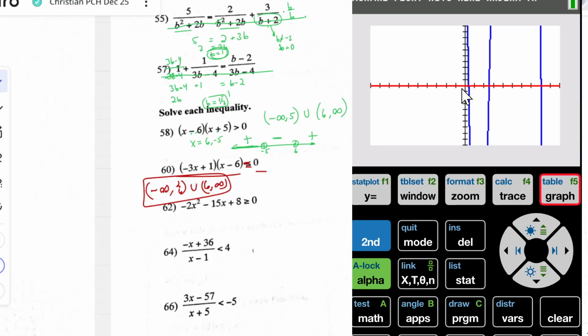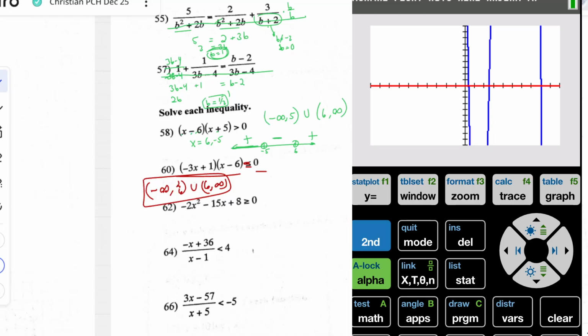So here, I guess that's 2.5 to 8. The blue line's above again. So from the graph, I'm guessing it's going to be something like negative infinity to 1/3 union 2.5, say 5/2, to, did I say 8? I think so. I think that's the solution set.